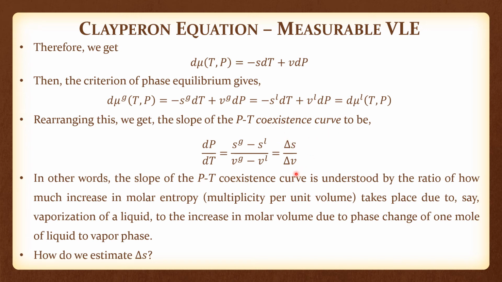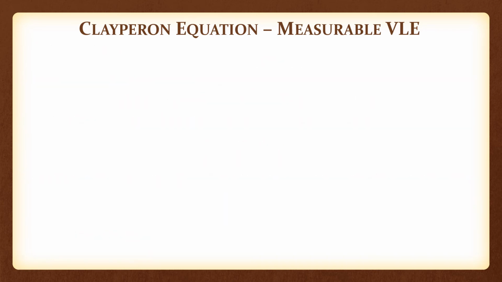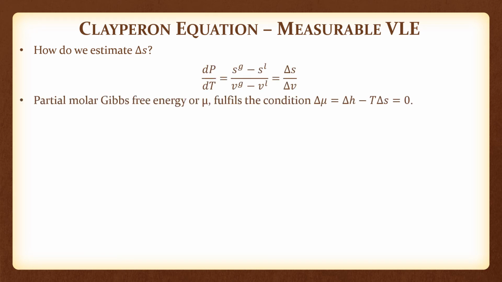So how do we estimate this ΔS and ΔV? This is the question now. For this dP/dT to become measurable, we need to be able to estimate ΔS and ΔV. Fortunately, we have a simple enough way to estimate ΔS. Partial molar Gibbs free energy is basically μ. Once again, we use G by N as μ, the molar Gibbs free energy. In this case, we don't even need to consider partial properties. The molar Gibbs free energy satisfies the condition Δμ = ΔH − TΔS. This should be 0, right? So between the liquid phase and vapor phase, the change in chemical potential has to be 0. Therefore, ΔS is simply ΔH by T.